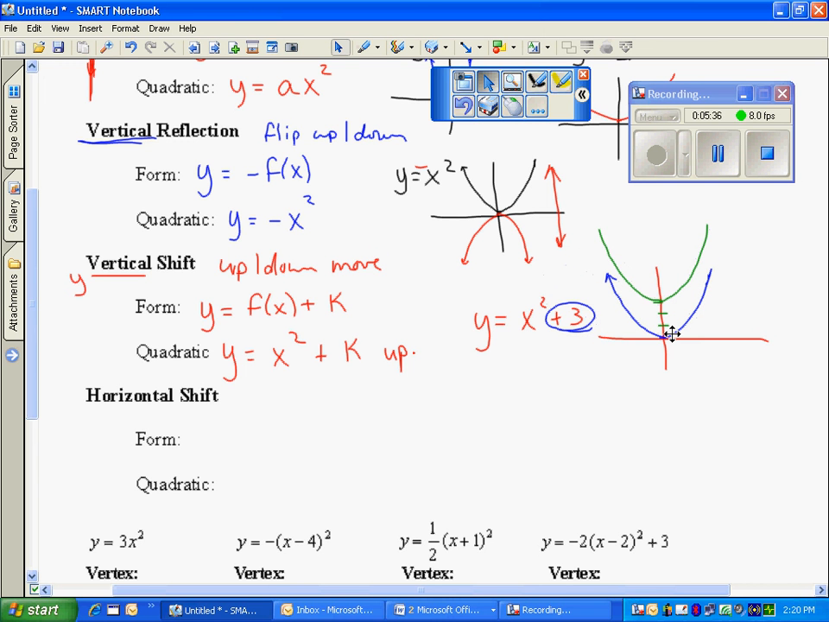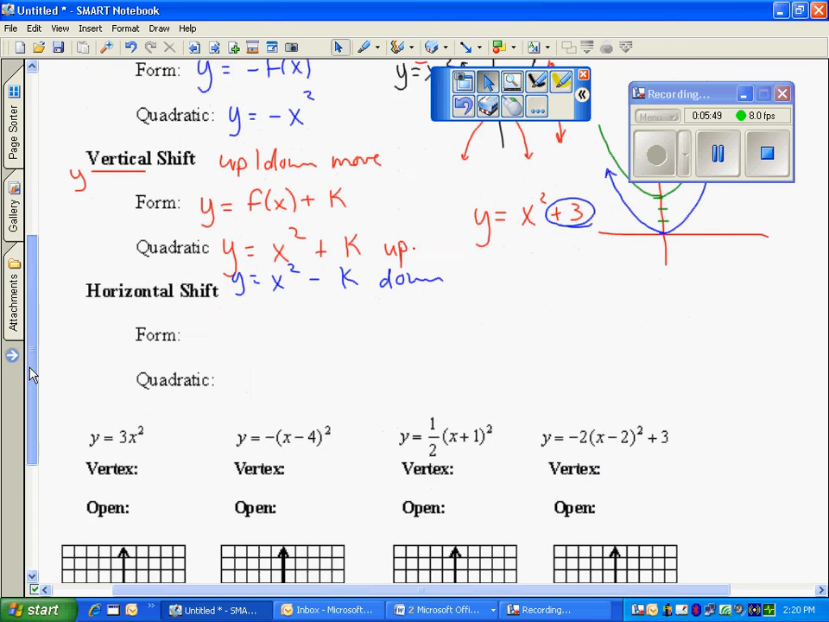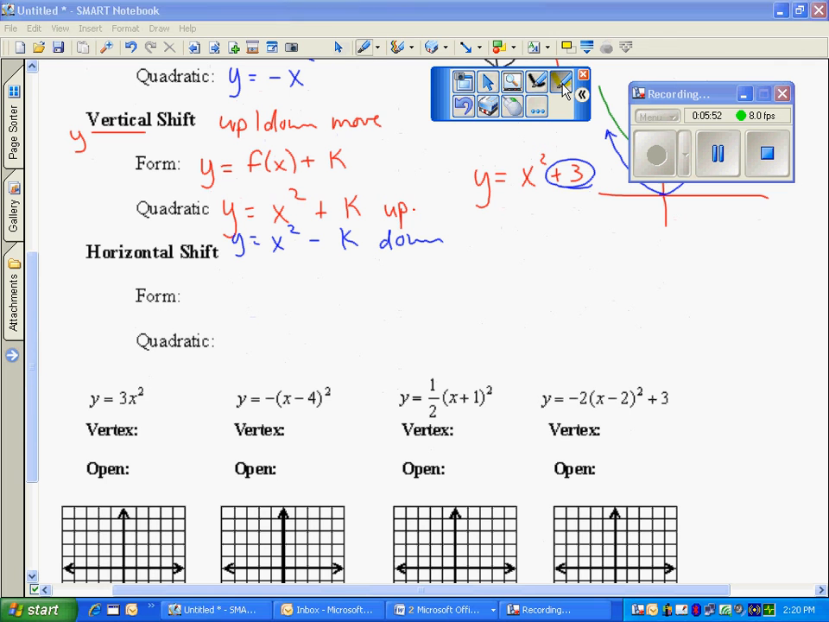If I wanted it to be down, I would take this same form, and I would subtract k, and that would move it up or down depending on the sign. Horizontal shift. Horizontal now is not with y anymore, it's with x. So I always like to think about who my shift is with. If it's horizontal, my shift is going to be with my variable x. So the form is y equals f of x minus h.